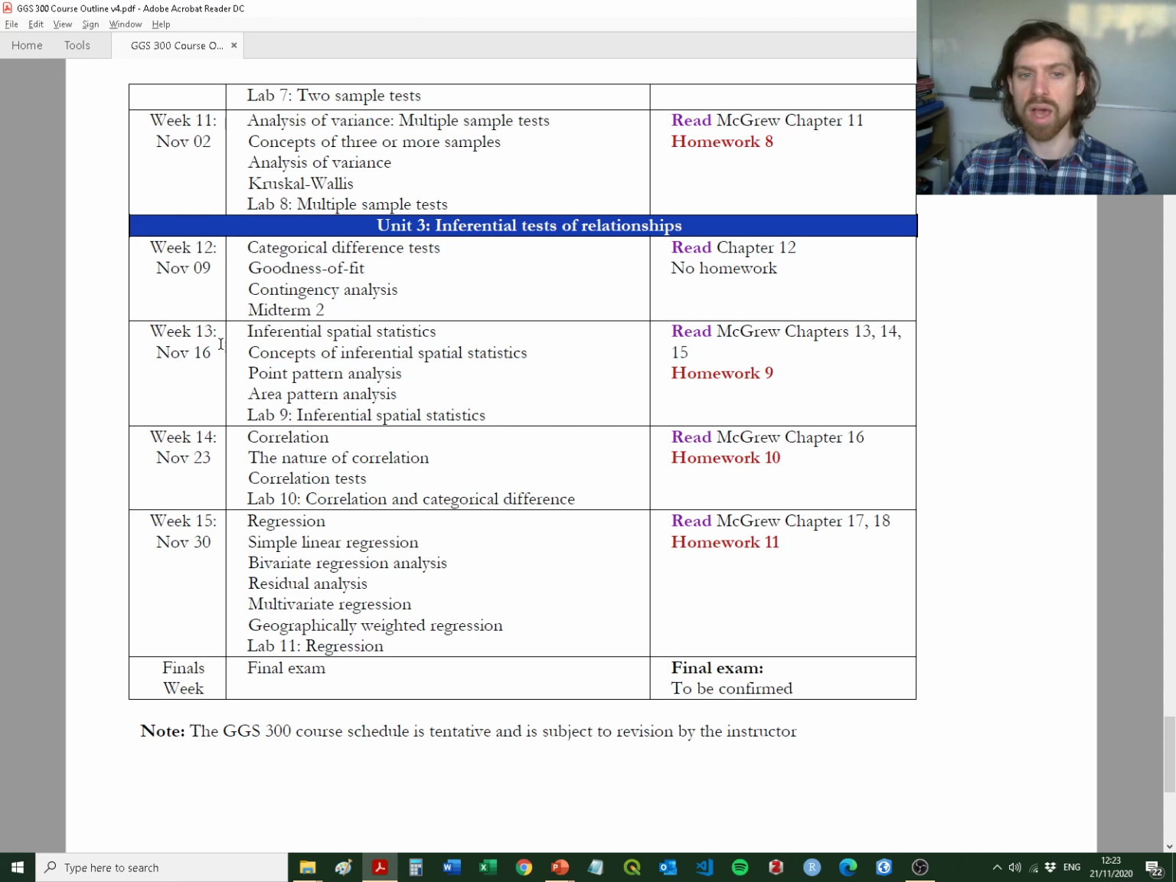We have the inferential spatial statistics piece this week, as I've already mentioned, and then we have correlation and regression, two really important topics to finish what I hope has been a really exciting and fun term. I've definitely enjoyed working with you guys on this, and I hope that you've enjoyed some of the statistics that we've learned and the case studies that we've been through.